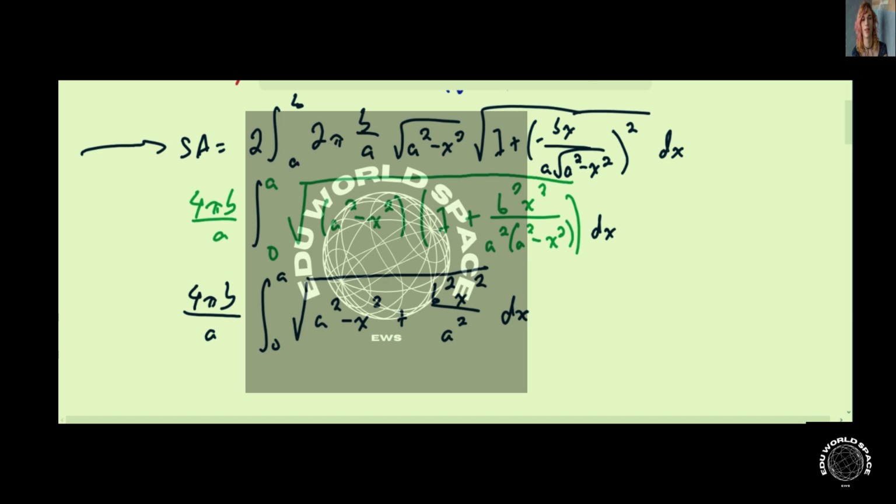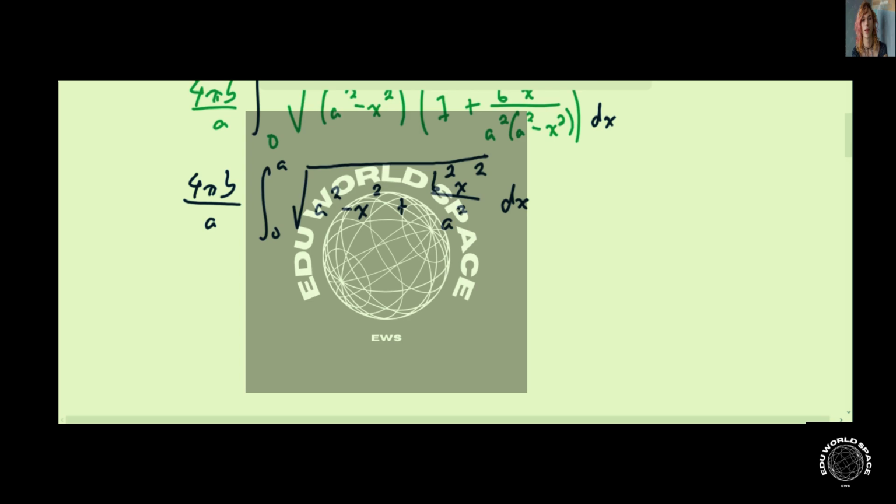Next thing we should do is we should get a common denominator. So let's multiply both of these fractions. Let's multiply the a squared minus x squared by a squared over a squared. When we do so, we're going to have this is going to be a to the fourth minus a squared x squared over a squared plus b squared x squared over a squared. And again, all of this stuff remains still in the root.